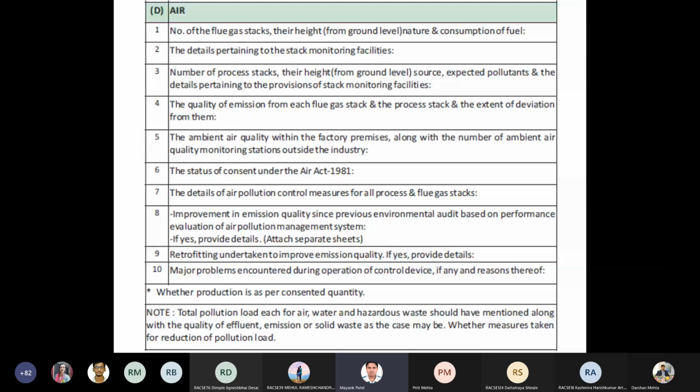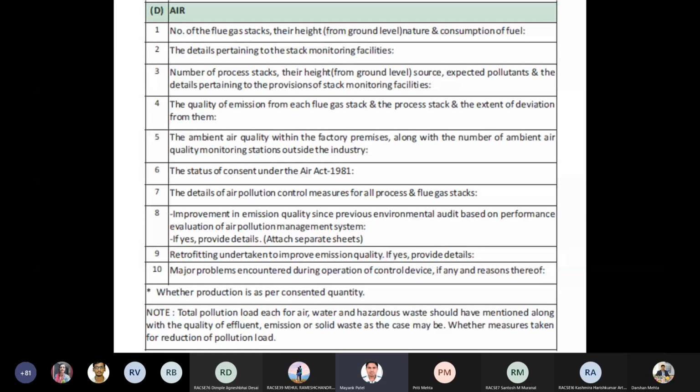Then the details pertaining to the stack monitoring facilities: how many process stacks are there, right? How much is the height from the ground level, right? What are the expected pollutants in the stack, and what is the concentration of that emitted gas from the stack of that industry? So you will put at various places at least three ambient stations, right?